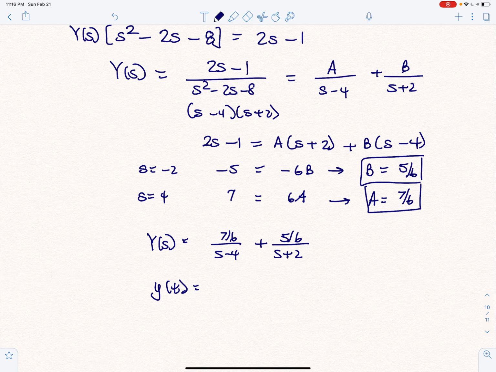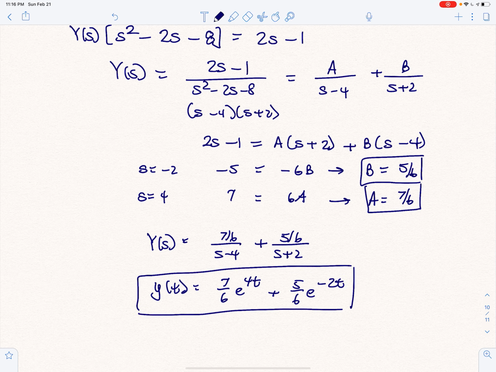And now we can easily go back to y of t because those are just exponentials. 1 over s minus 4 transforms back to e to the 4t. And 1 over s plus 2 transforms back to e to the negative 2t. And that is the inverse function. That is also the solution to the original differential equation.